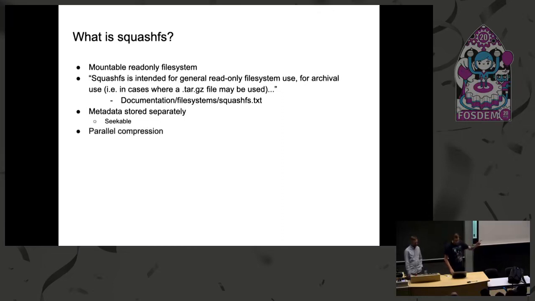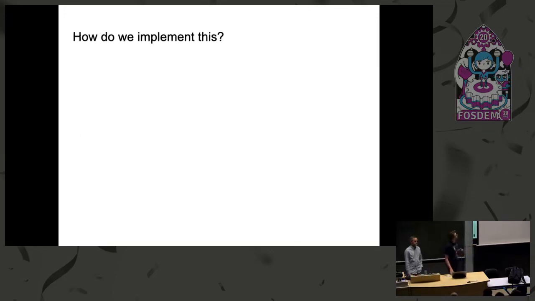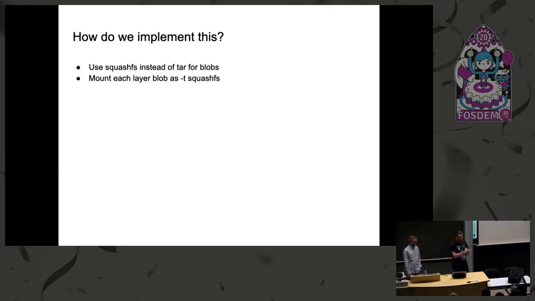You can also do parallel compression if you're familiar with downloading large, gigabytes and gigabytes of container images. The single-threadedness of gzip becomes very painful. So how do we implement something like this? Basically, we want to use SquashFS for the actual layer parts. And instead of mounting something or extracting it and throwing the tarball away, we would just mount it directly out of the OCI image. So nothing's lost. With the signature on the index, we haven't destroyed that SquashFS image, so we can verify that the thing the guy built is the thing that we're running now.